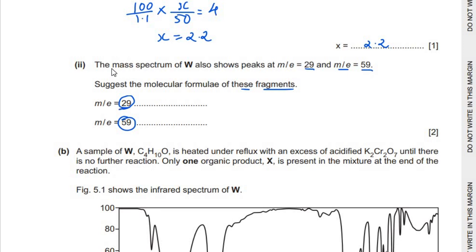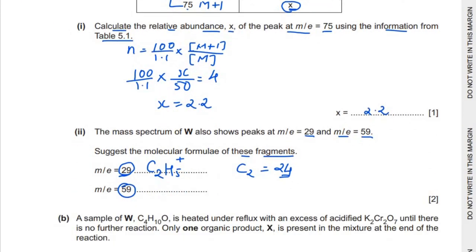From 29, just find out how many carbon atoms are possible. The maximum number of carbon atoms possible for 29 is 2, because then the mass adds up to 24 for C2. So out of 29, 24 goes for C2, so the remaining is 5, which might be for hydrogen, H5. This is the only possibility for 29, because if we include oxygen, the mass will go up. And this is the only possibility from the C4H10O formula.